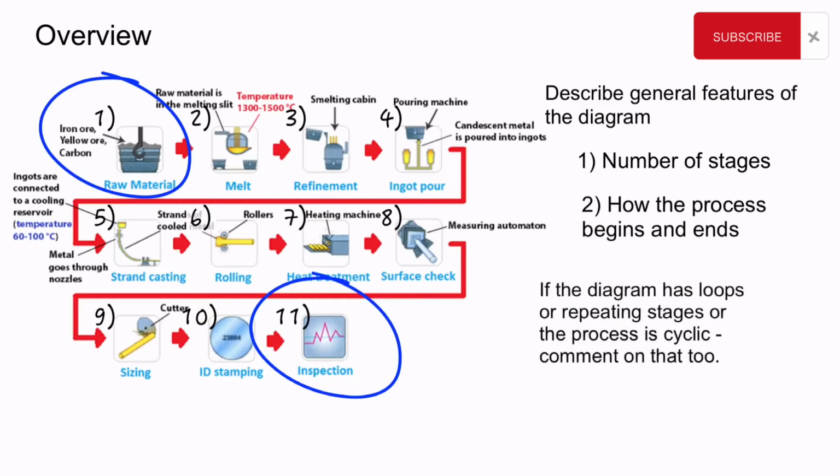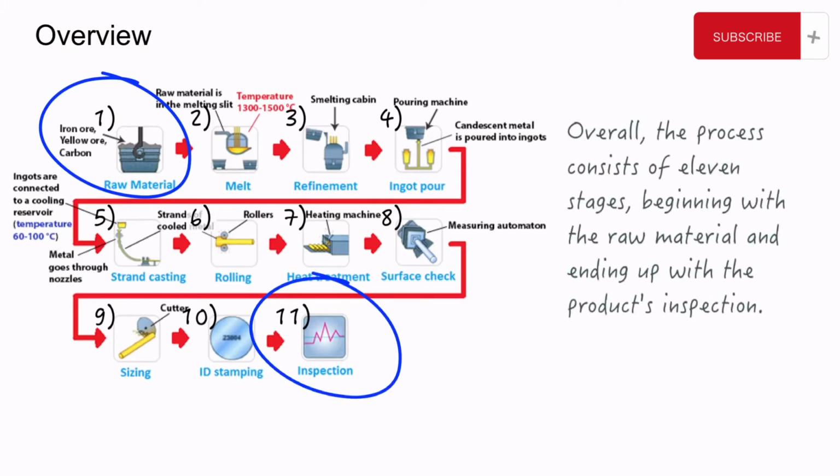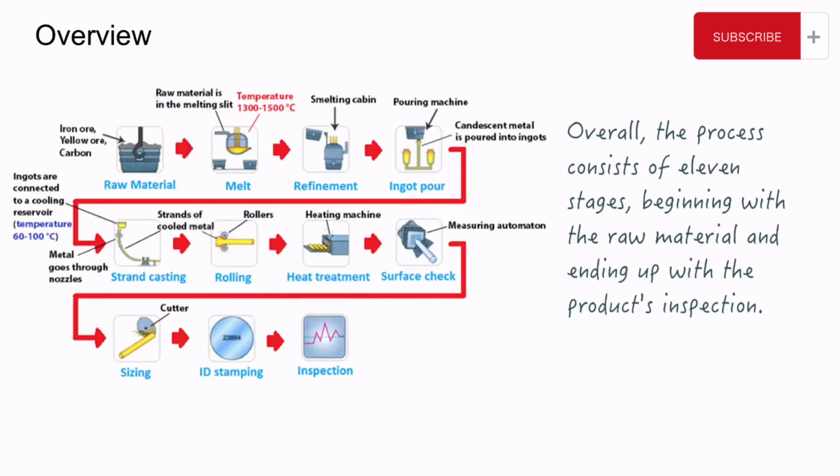If the diagram has loops or repeated stages, or the process is cyclic, you may also want to comment on that. In our case, the general overview looks like this. Overall, the process consists of 11 stages, beginning with the raw material and ending up with the product's inspection. As you see, the diagram's overview is quite short, only one sentence, and your overview should not be long too. 1 or 2 sentences is ideal.